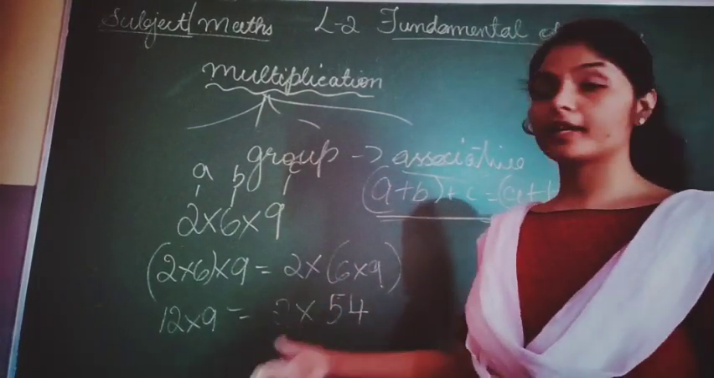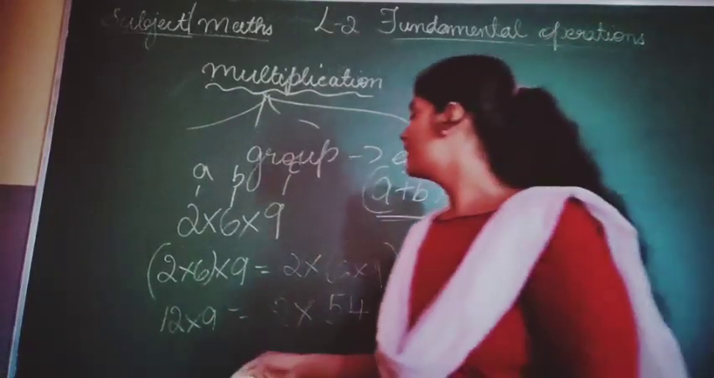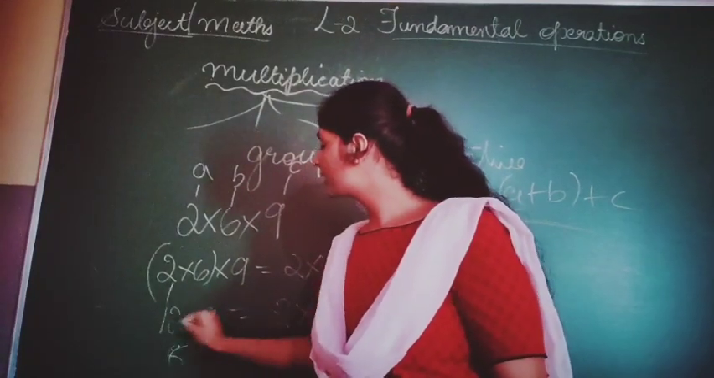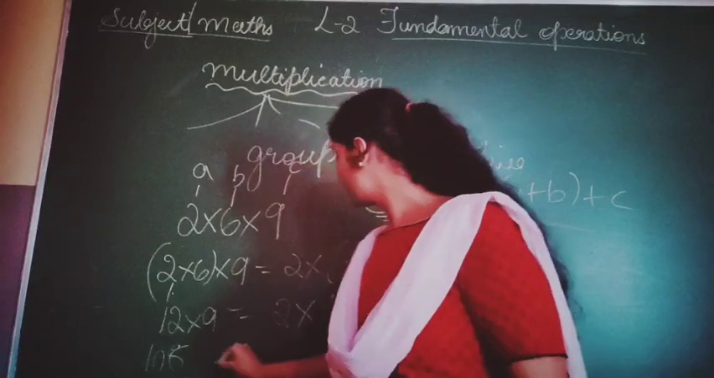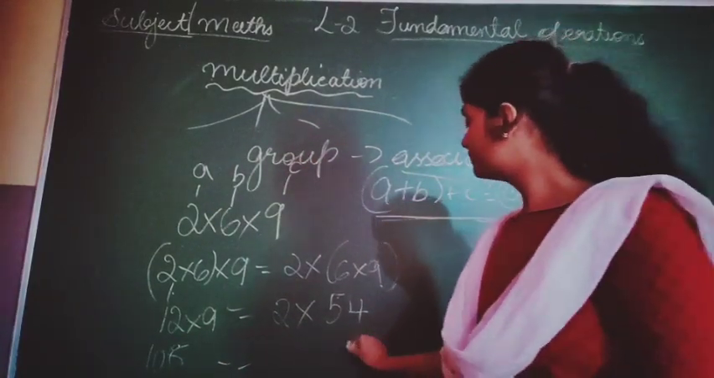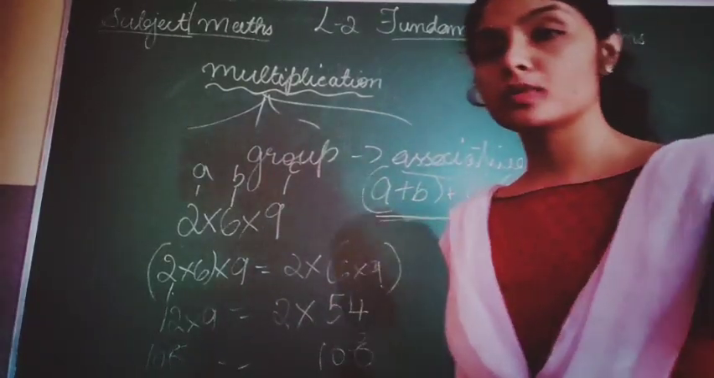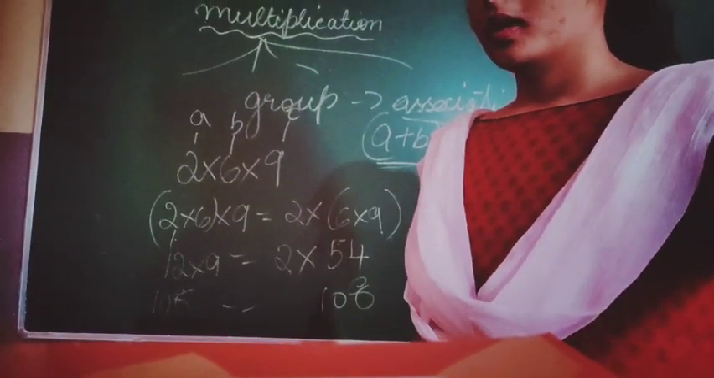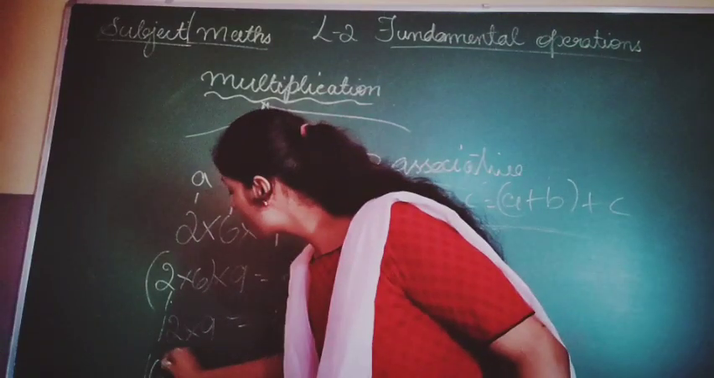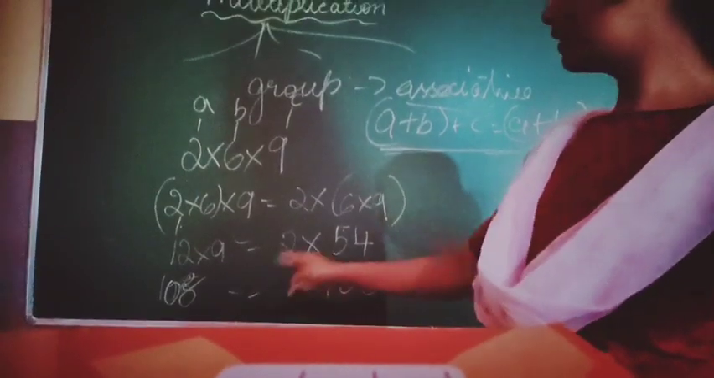Even though your numbers are different, because it's a group, you will obviously get the same number. Now 9 1s are 9 and 9 2s are 18. 8, 1 carry over. 9 1s are 9 plus 1, 10. So 108 here. 2 4s are 8. 2 5s are 10. See, 108, 108. Can you see, children? There also you got 108. Here also you got 108.